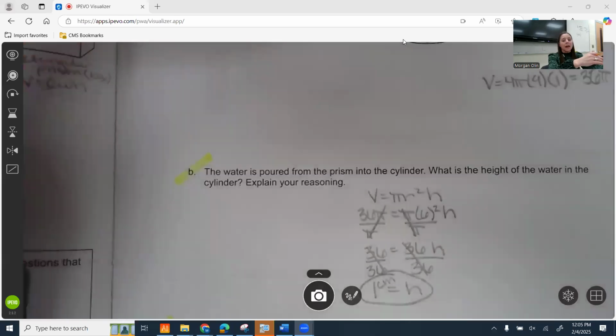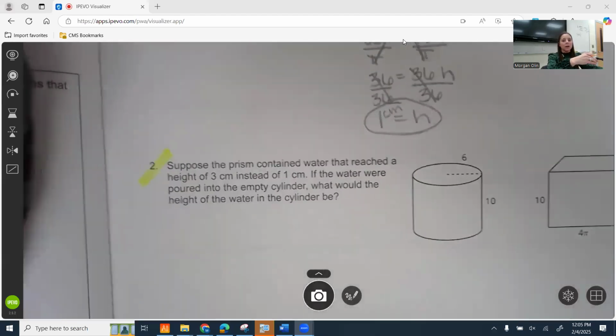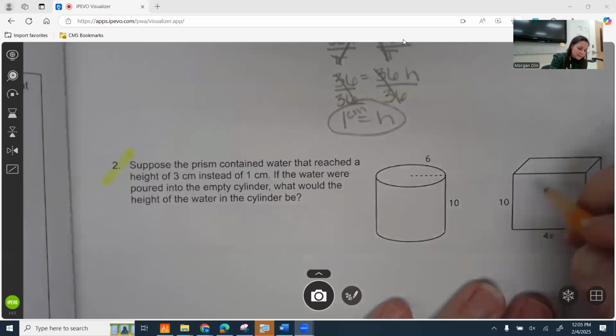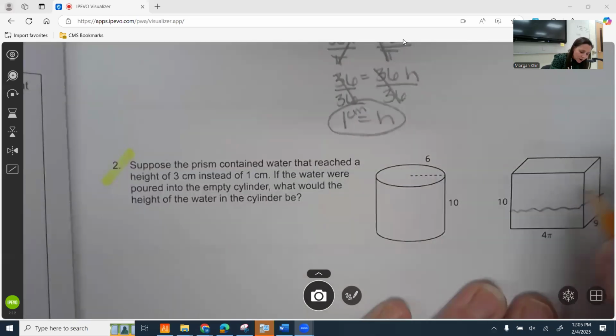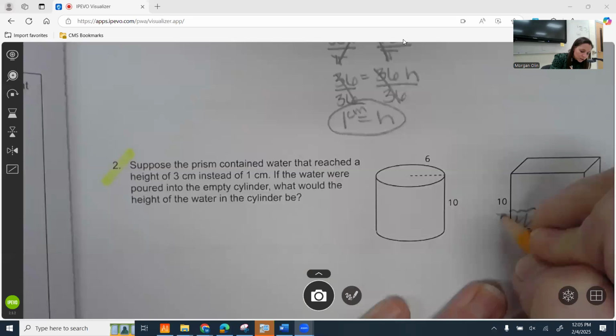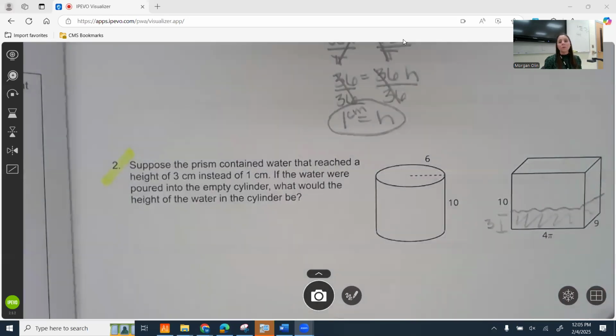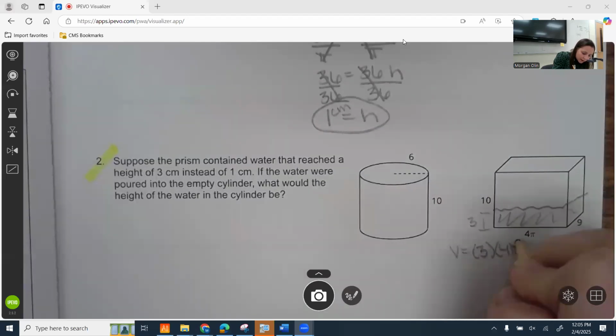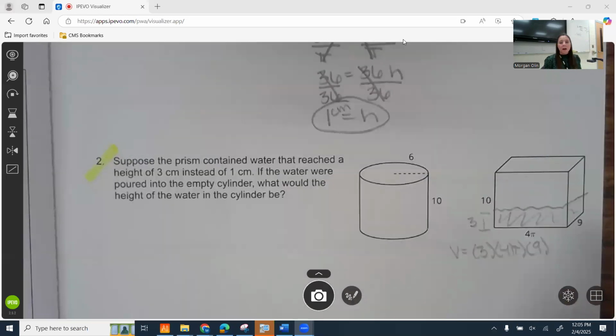All right, now let's jump down to number 2 down here. They're changing it up a little bit. Suppose the height of the prism contained water that reached a height of 3 centimeters instead. So let's say all of this water reaches 3. Okay, so we want to do the same thing, but this time our volume is going to be 3 times 4 pi times 9.